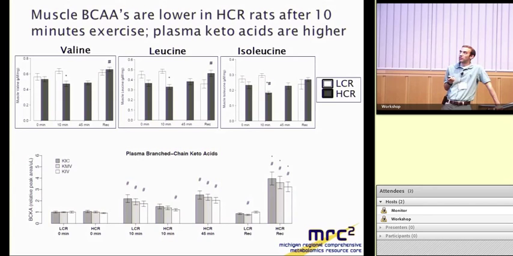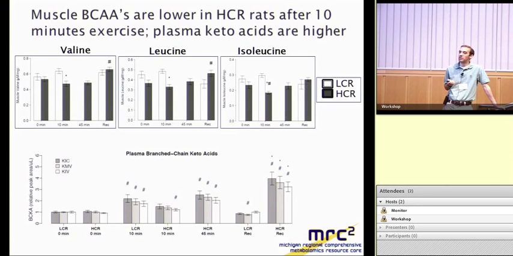And we look at a downstream metabolite through yet another targeted assay, the branched-chain keto acids, which are the first deamination product of the branched-chain amino acids. And we see that the LCR at 10 minutes of exercise have significantly elevated branched-chain keto acids, whereas the HCR don't get there to the same extent until out at 45 minutes. Interesting that the HCRs at recovery go even higher, whereas the LCR do not. So we're not quite sure what's going on at this recovery time point, actually.